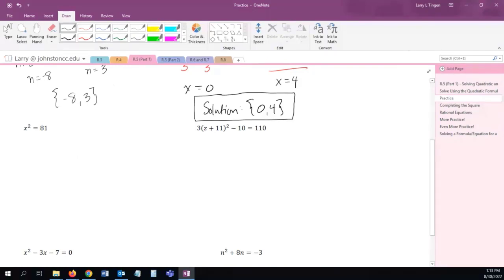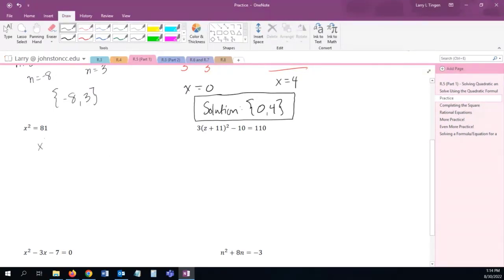All right, so the top one is using factoring and getting the zero product principle to work for us. The second method is the square root method on the left. x squared is equal to 81. I'd like x to be by itself. Well, I can do that.